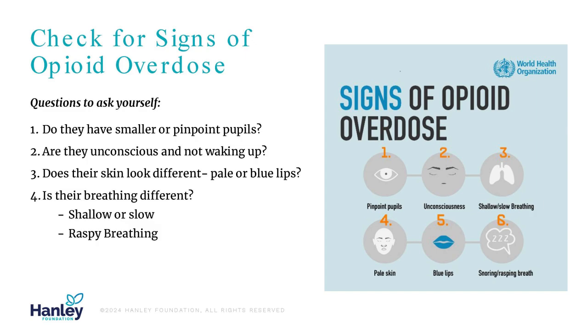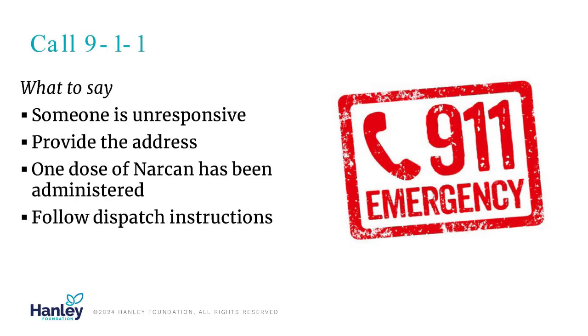When we're checking for the signs of an opioid overdose, questions that you want to ask yourself are: Do they have smaller or pinpoint pupils? Are they unconscious and not waking up? Does their skin look different? Maybe their lips are blue or pale. Is their breathing different? Is it shallow? Is it slow? Is it kind of raspy? A lot of times you'll hear somebody really struggling to take a deep breath in, because their heart rate is slowed so much and their body is so relaxed that they begin to have trouble breathing. So these are typical signs of an opioid overdose.